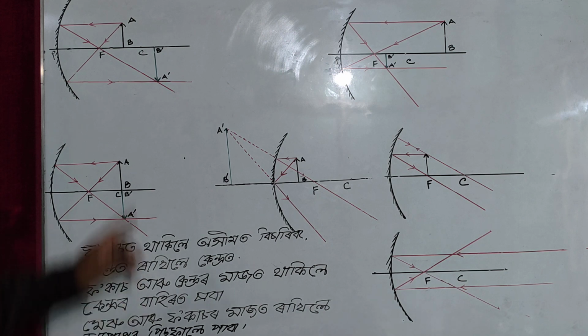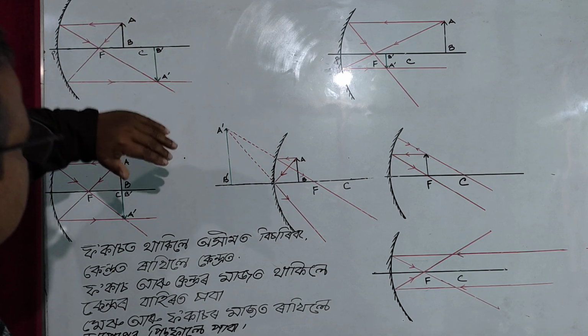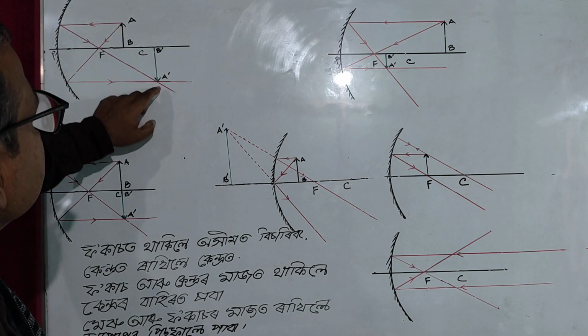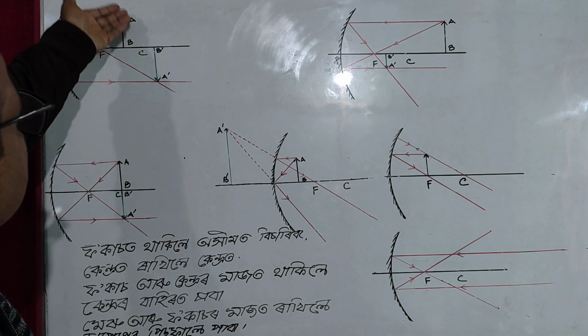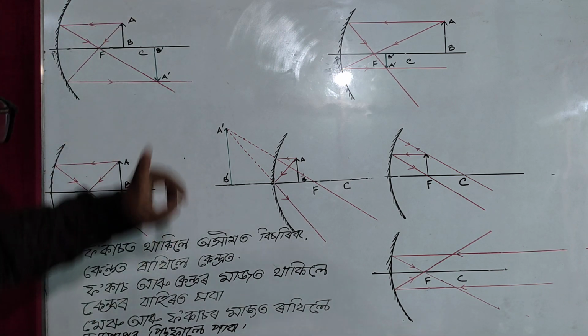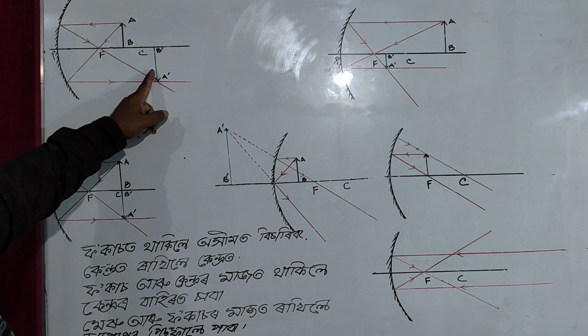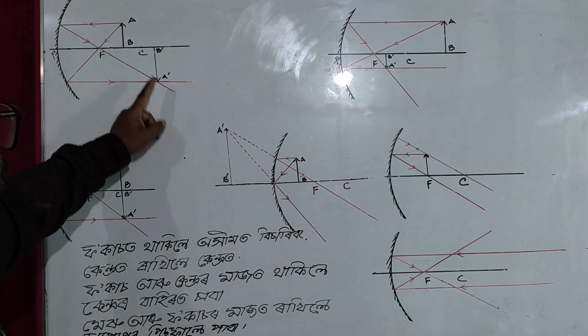Now first of all, the image is inverted. That means the upside will be down. So the image is inverted. And first of all, is the image virtual or real? This image is real. Why?